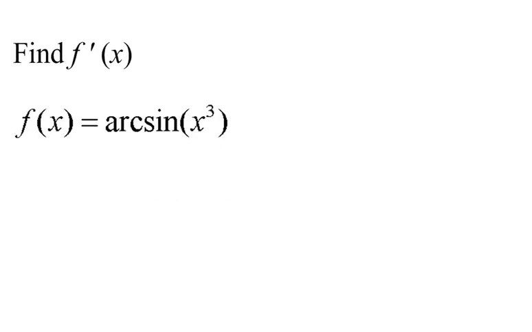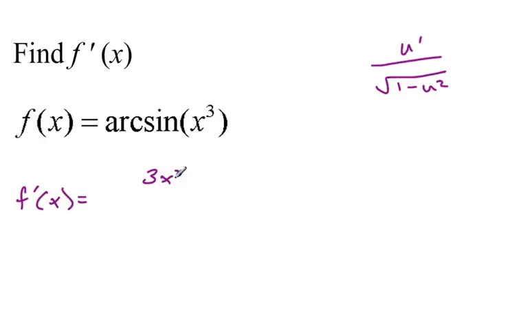Now we've got some arc sine ones, and you'll recall that this is u prime over the square root of 1 minus u squared. Give this a go on your own. All right, welcome back. So our first derivative on top, we have 3x squared all over the square root of 1 minus, and when we square that, that's going to be x to the 6th.